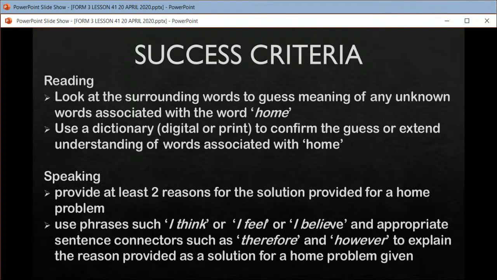And then you use phrases such as I think that we should do this, or I feel that this can be solved this way, or I believe. And appropriate sentence connectors such as therefore. I think that we should call the plumber, therefore, or however, no plumber can come to the house now because of the movement control order, right? And then to explain the reason provided as a solution for a home problem given.